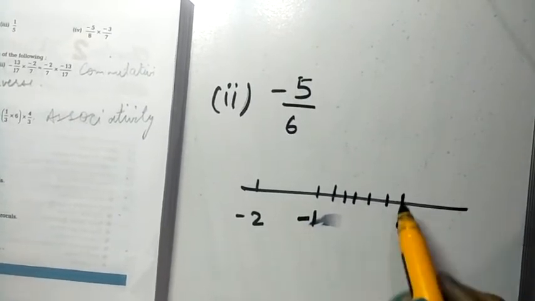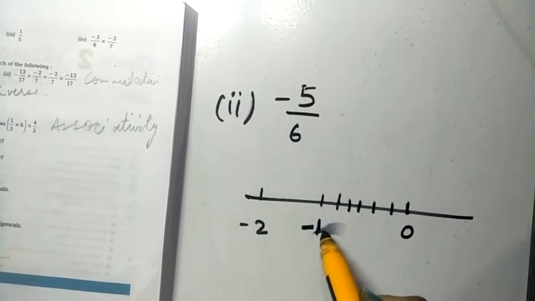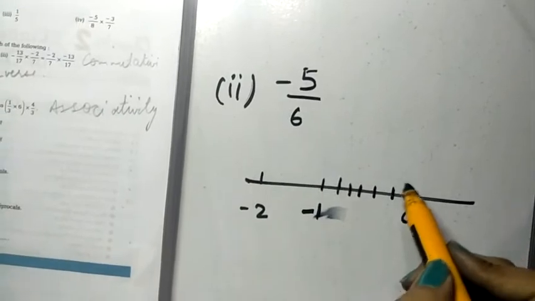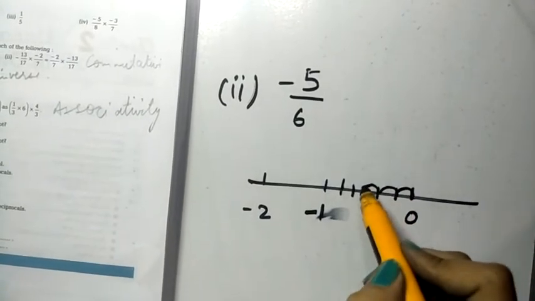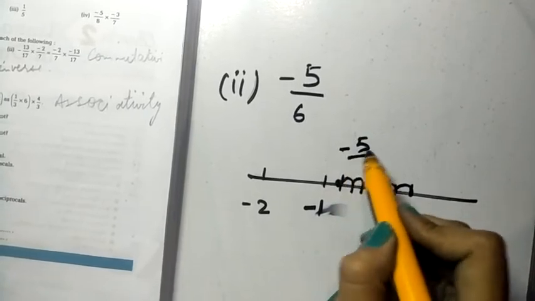-1 will be here. So we have divided this 0 to -1 line into 6 parts, and we have to plot the -5/6 in this. So 1, 2, 3, 4, 5. This is the point where -5/6 will be represented.